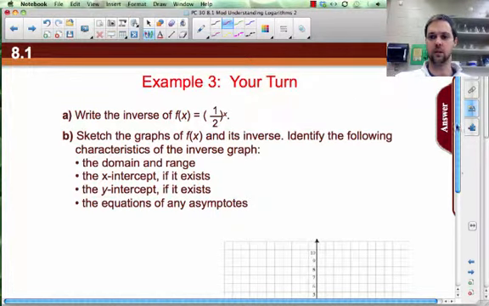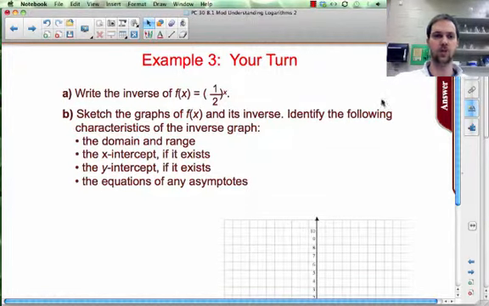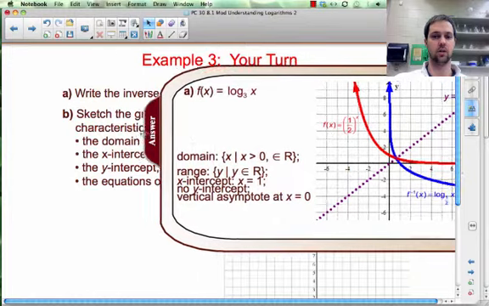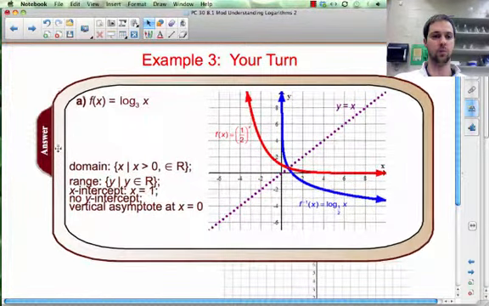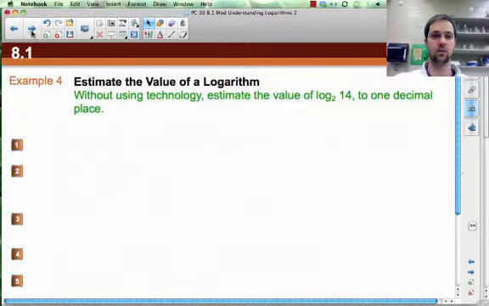I'm going to leave you to do this your turn on your own, and again, after you unpause it, the answers will be here, so hit pause now. And welcome back. Here are the answers for the your turn, so you can pause your video and take a look at this and see how you did. Okay, I will see you in class.